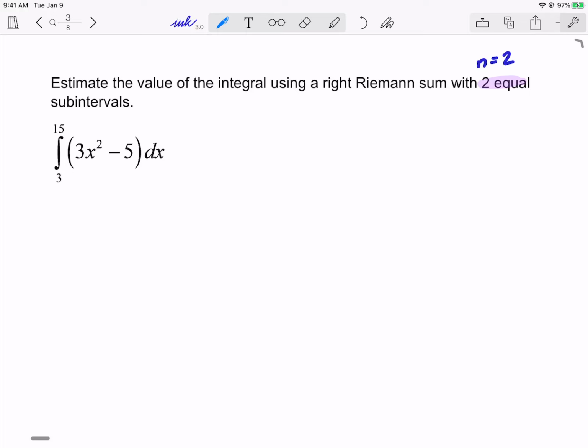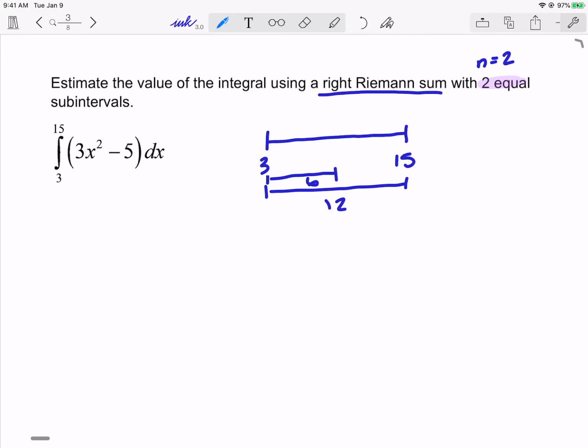So you guys have done right Riemann sums. I need to figure out how many intervals I have and where those intervals are going to be. So I like to go old school. I'm going from 3 to 15 for my integral. I want to know what that distance currently is. That distance is 12. Well, if I want to divide that into 2 equal pieces, I know that those distances are going to be 6 and 6 respectively, because they got to be the same, which means I'm adding 6 to 3, which gives me 9.